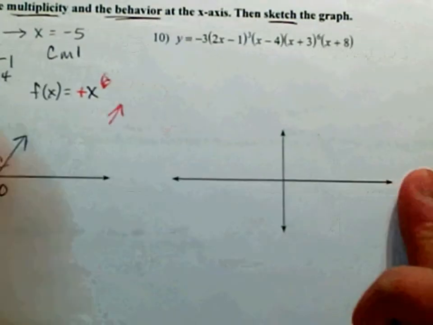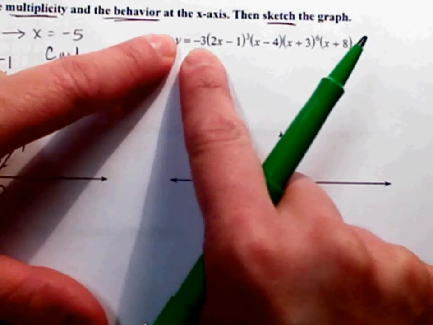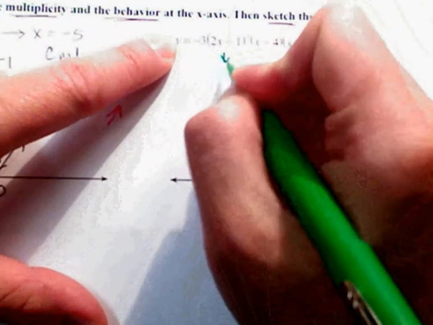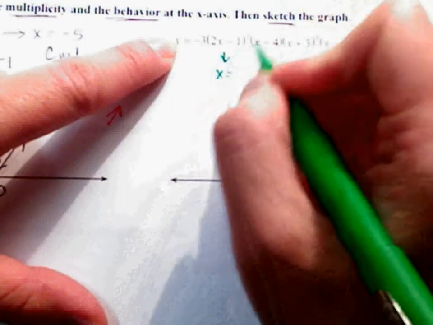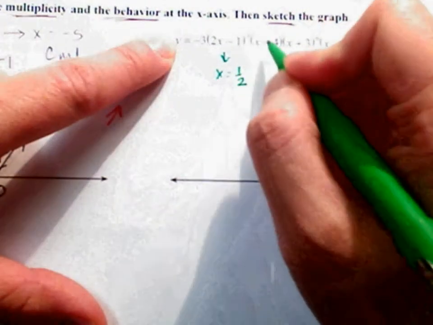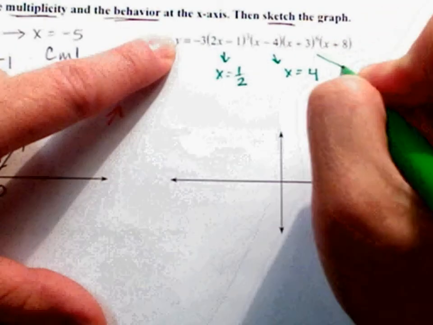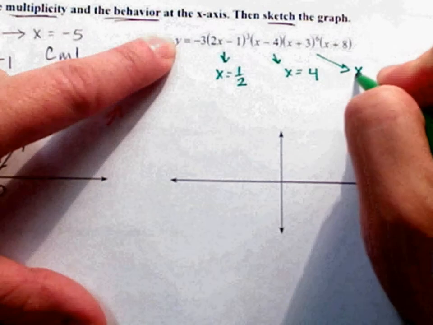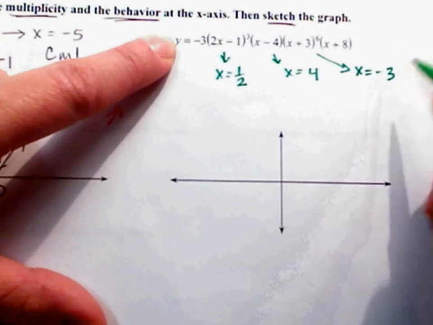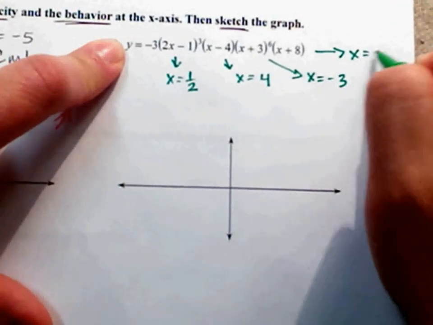Here's number 10. Do you see how there's no variable with that one? Just ignore that for now. Next one. X is equal to the opposite of negative 1 over 2. Okay? This one right here, x is equal to 4. Set that equal to 0. X is equal to -3. Set that one equal to 0. X is equal to -8.